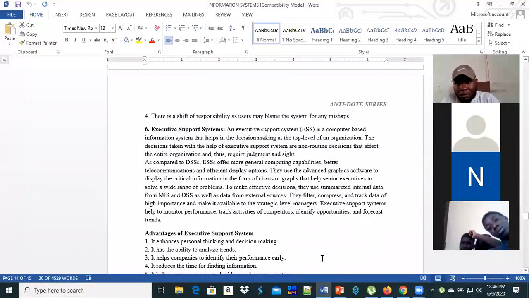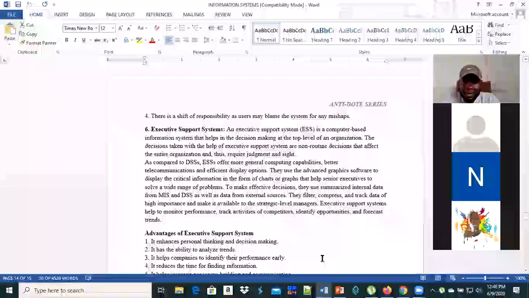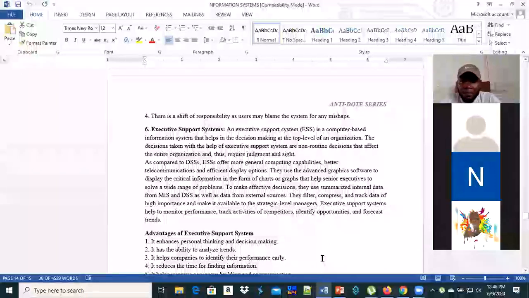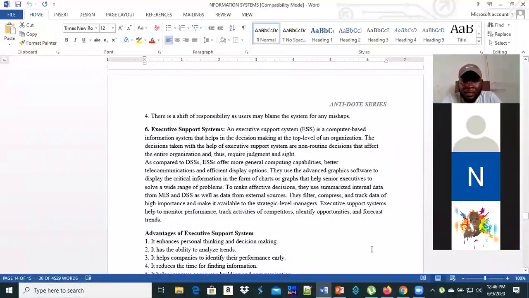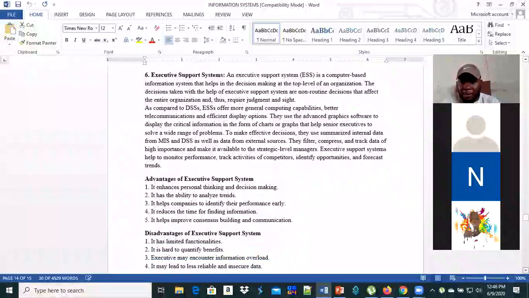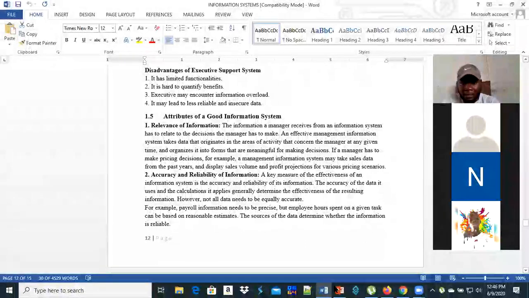So to make effective decisions, they use summarized internal data from the management information system and the decision support system, as well as data from external sources. They filter, compress, and track data of high importance and make it available to the strategic level managers. Executive support systems help to monitor performance, track activities of competitors, identify opportunities, and forecast trends. Executive support system. So this is something more on types of information system.